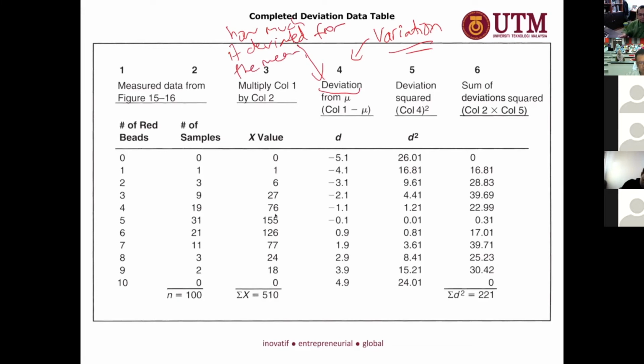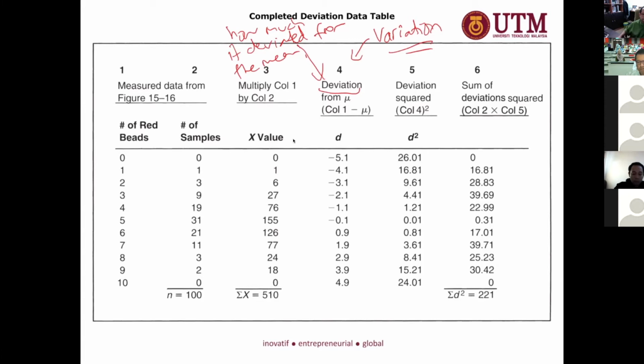So whatever we have, the number of rate bits, we minus the mean. So minus 5.1. 1 minus 5.1 is minus 4.1. 3 minus 5.1 is minus 2.1. 8 minus 5.1 is 2.9. So we minus this with the mean.